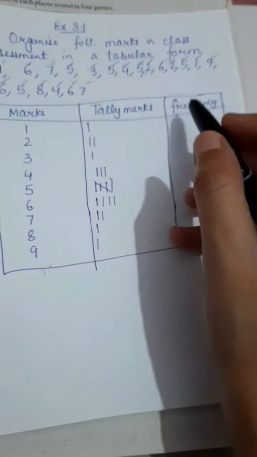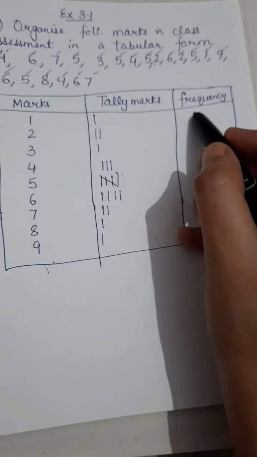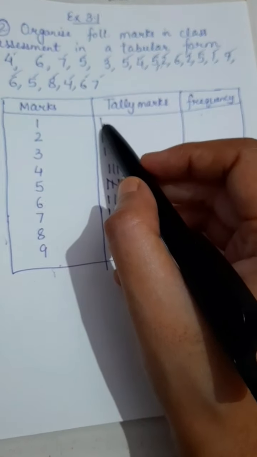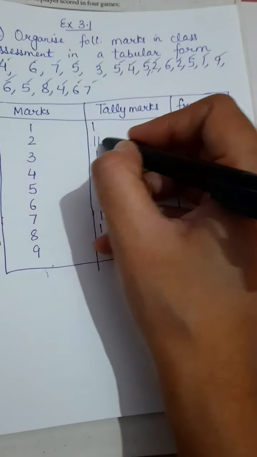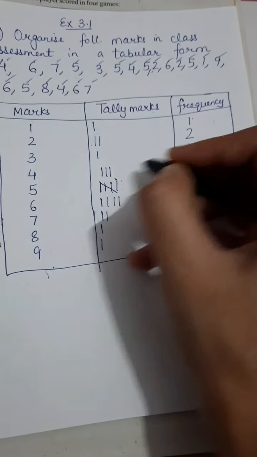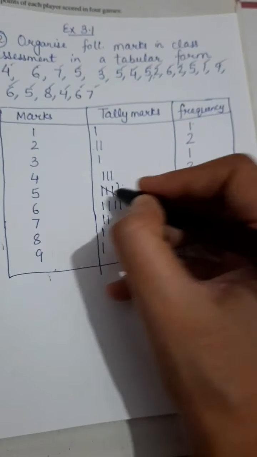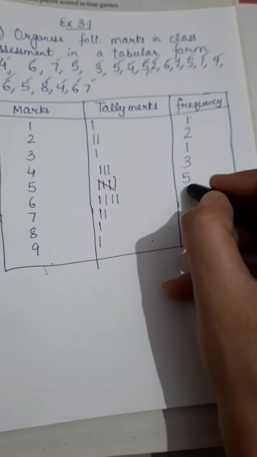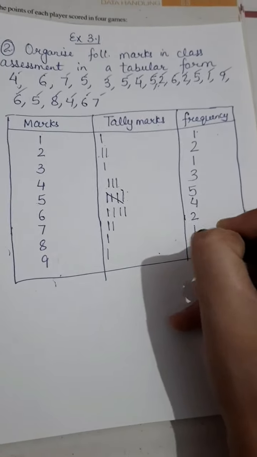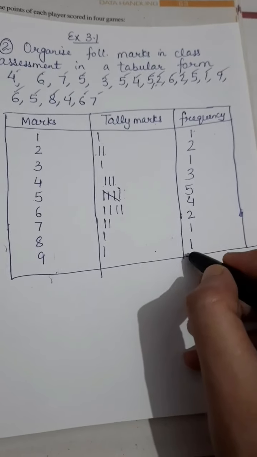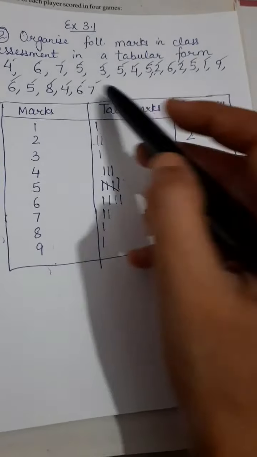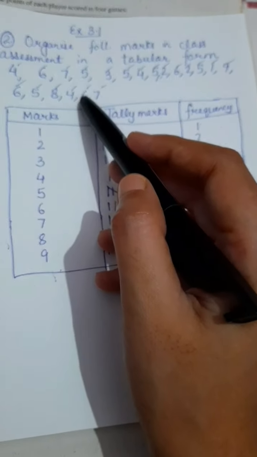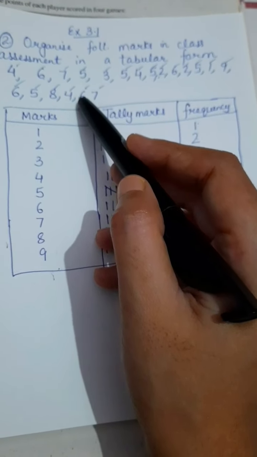Now we can count and write frequency here. Frequency means how many students got 1 mark. We can count these telemarks and write here. So this is one line, so frequency is 1. This is 2. This is 1. This is 3. This is a bundle of 5. 4, 2, 1, 1. Now if we add all these, we will find that the total is the same as the number of marks given.